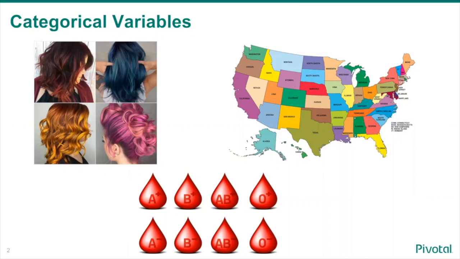Categorical variables, I've given some examples here: hair color, blood type, state of the union. Categorical variables are discrete, unordered, and more qualitative in nature. Unordered because although you may have a preference for where you live or hair color, that kind of ordinal ranking, like 1, 2, 3, doesn't make sense in the context of these categorical variables.